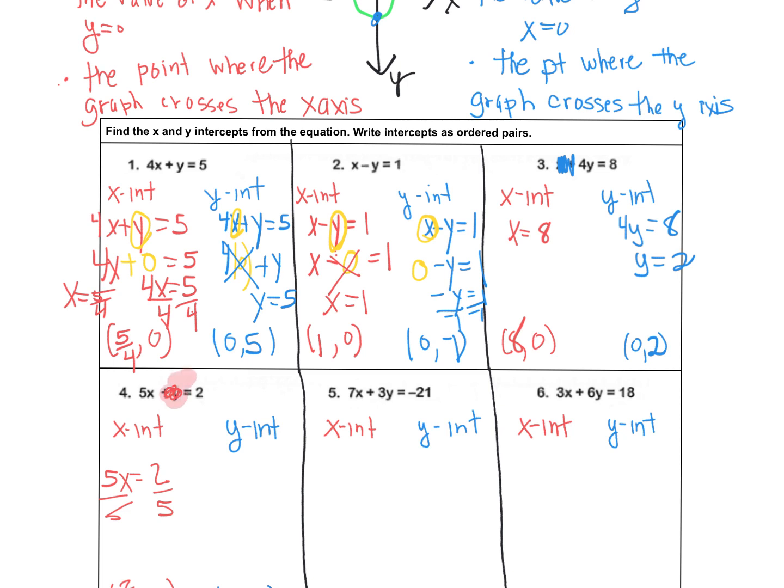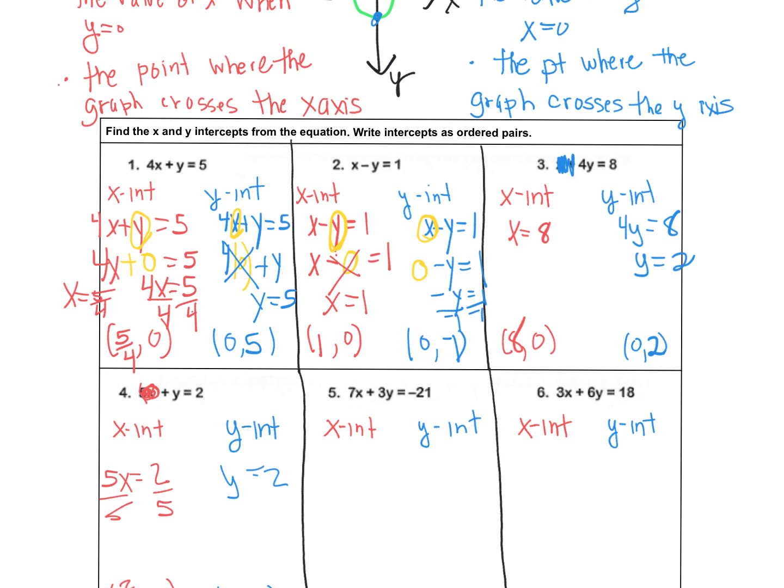And if I then let x equal 0, while I'm looking for the y-intercept, if x equals 0, this would be gone. And what I would have is y equals 2. And my y-intercept would be the point (0, 2). So if you're using the cross-out method, that's what it would look like.